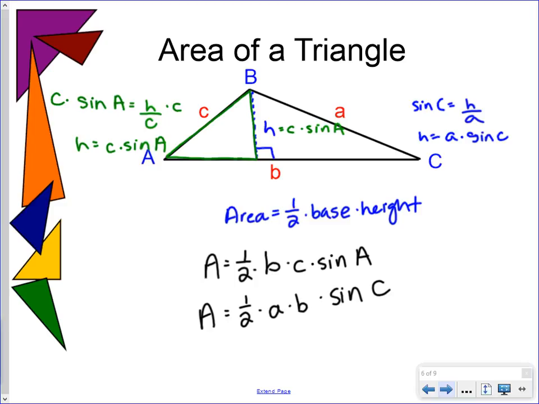What do you notice about the two side lengths compared to the angle that are used in each of those formulas? In the first one, side B and C and angle A. In the second one, side A and B and angle C. What do you notice? How do the sides compare to the angle letter? Marcus, what do you think? Use like two of the sides and then the angle of the other one.